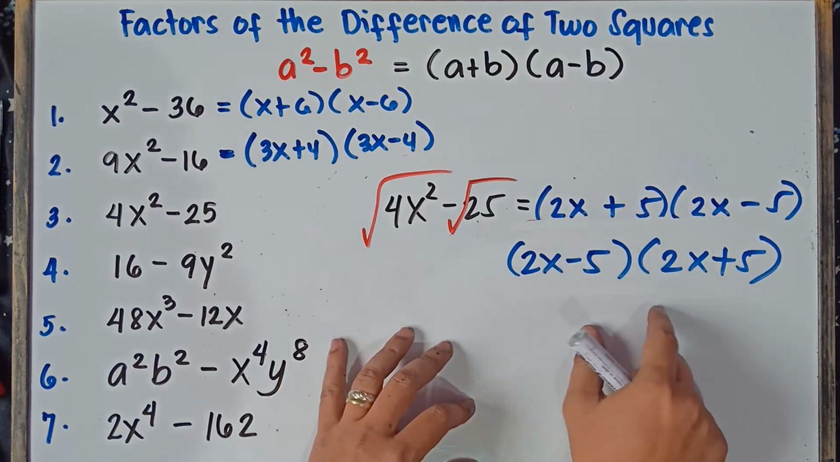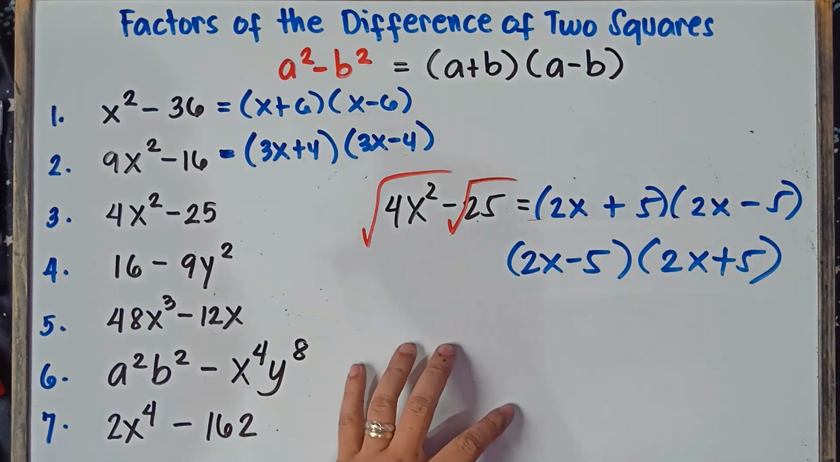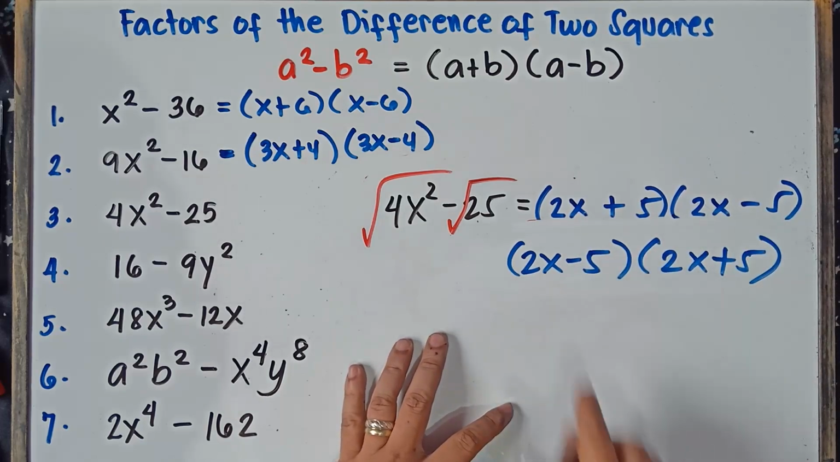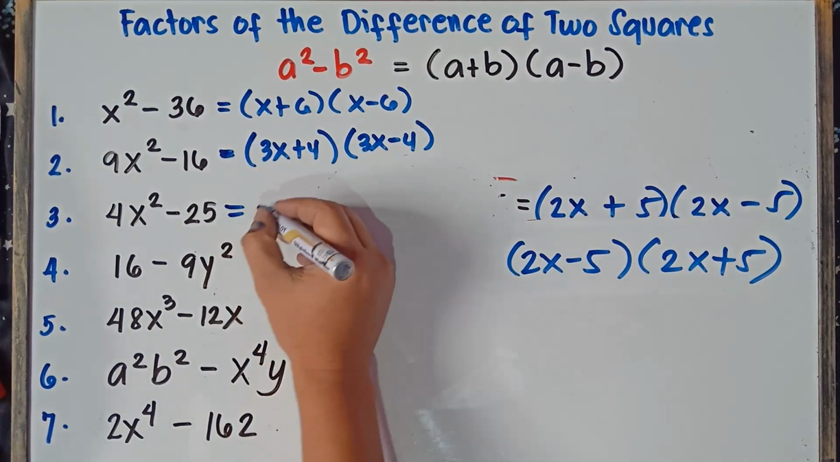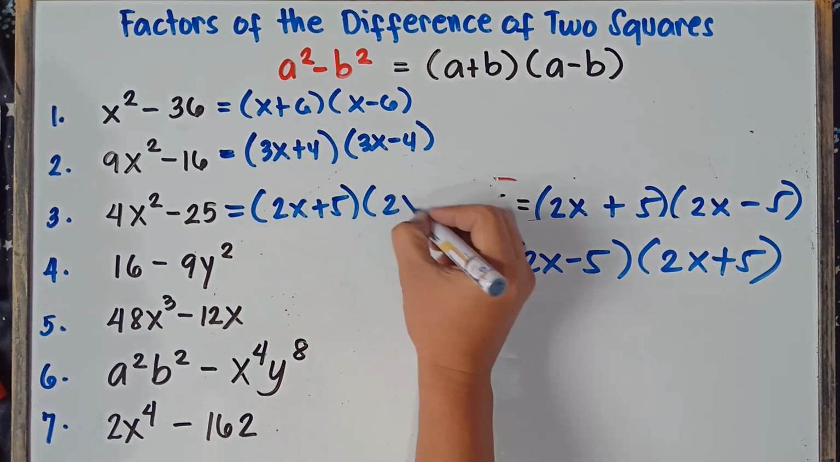Even if you apply the FOIL method, class, I'm sure you will have the same answer. So as long as you have one plus and one minus sign. Alright, so this is the answer. With regards to example number 3, our answer, we have 2x plus 5. The other one, 2x minus 5.